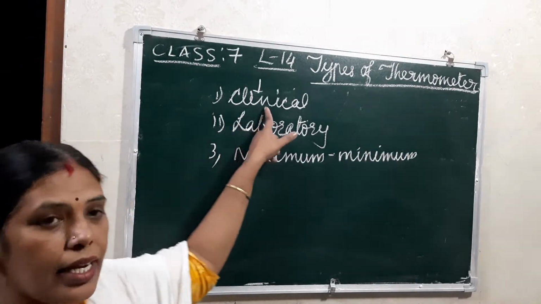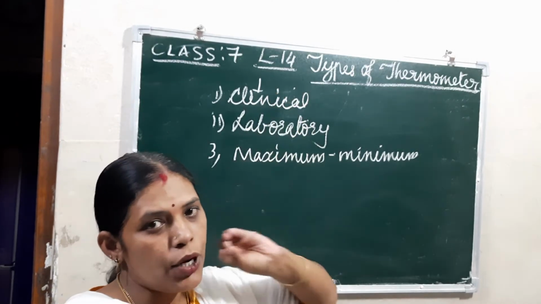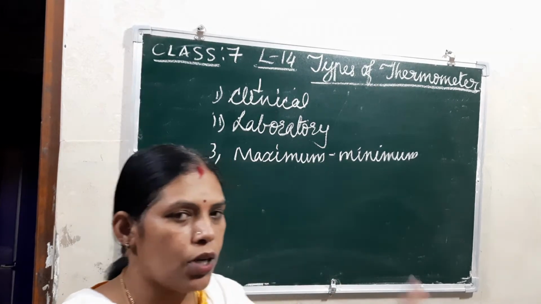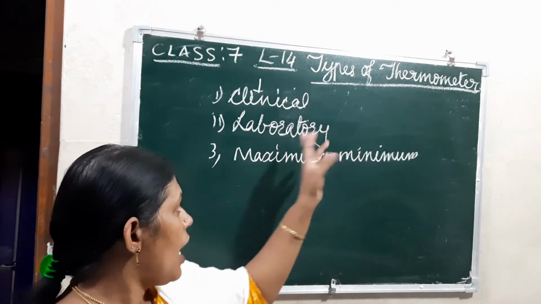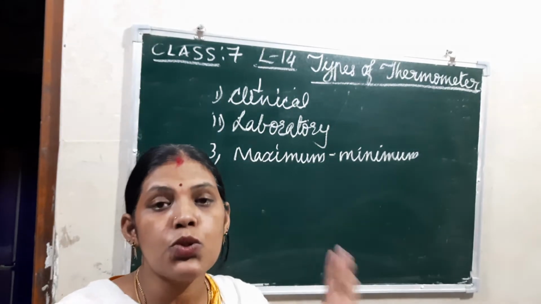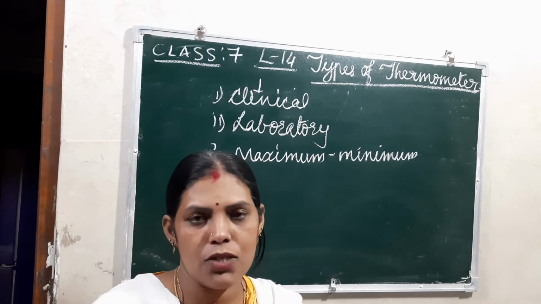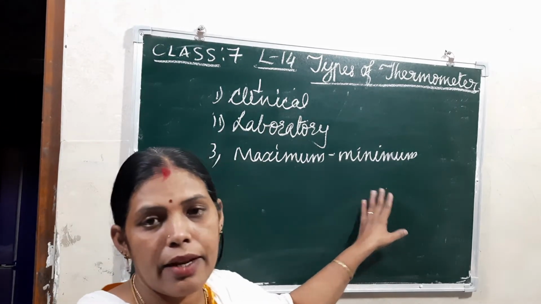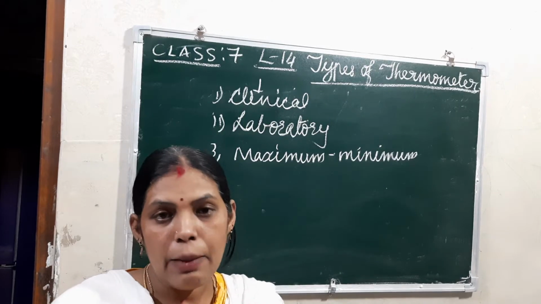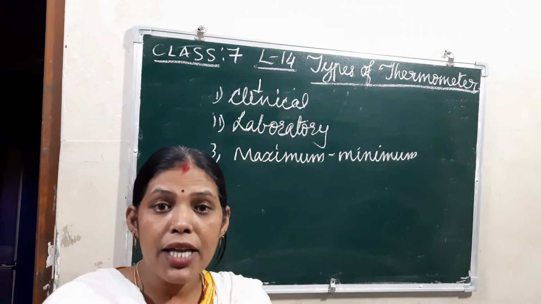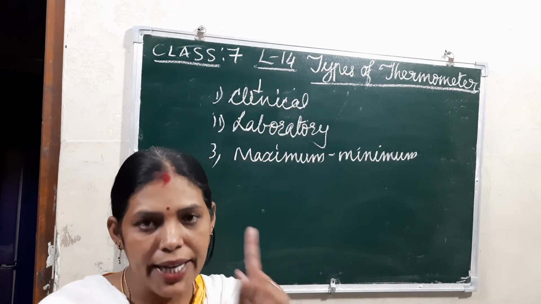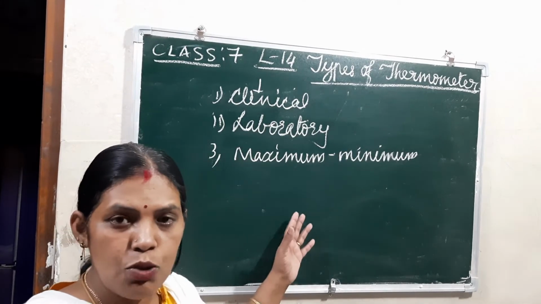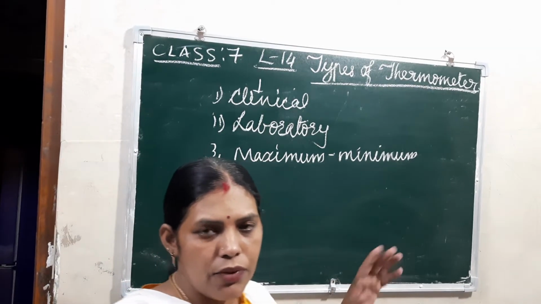See here, this clinical thermometer is used to measure the body temperature of a human being. Not the objects, only the temperature of the human being. And this laboratory thermometer is used to measure the temperature of substances or objects. Now this maximum minimum thermometer is used to measure the maximum and minimum temperature of a day. For a day, what will be the maximum temperature and what will be the minimum temperature? That means to measure the weather, only the temperature of the day.